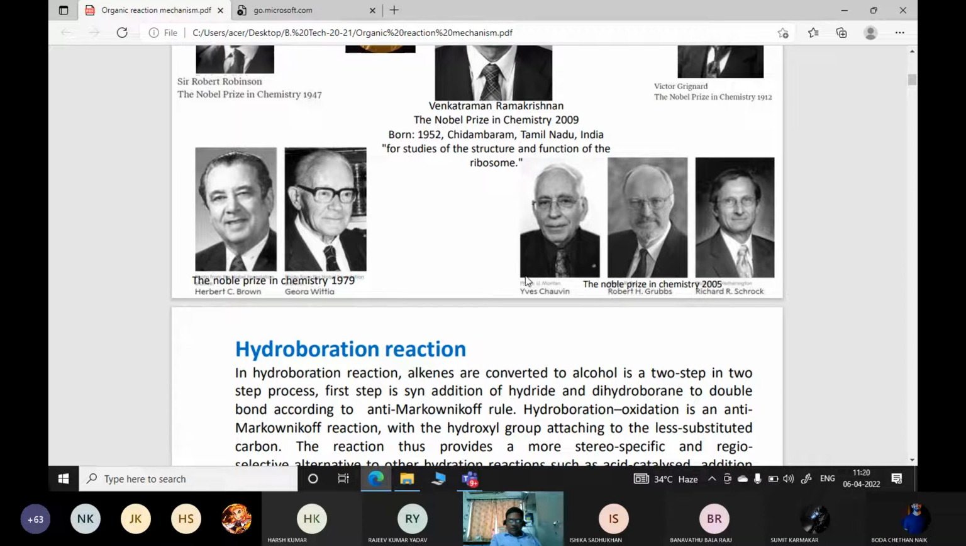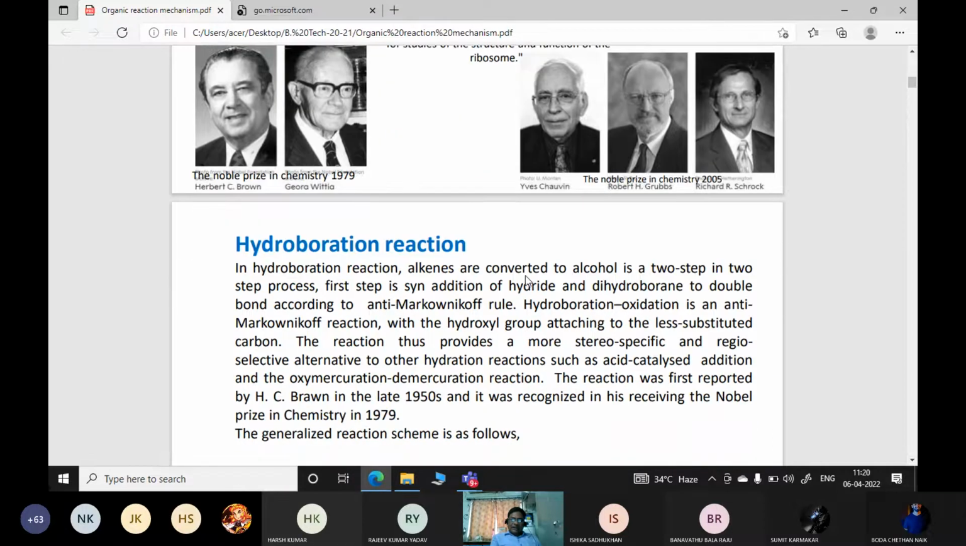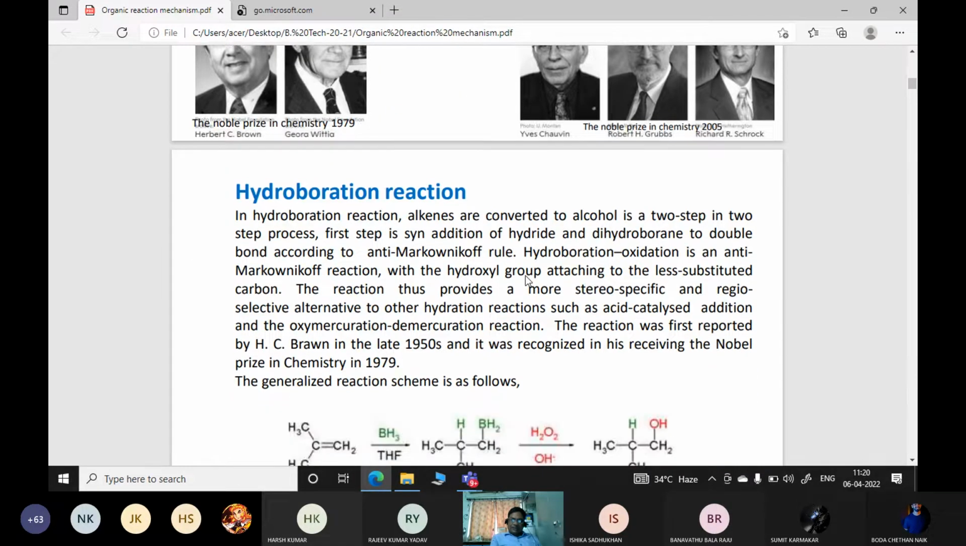So why are these photos presented here? Because these personalities have contributed to the development of chemistry, and we will try to explain their reactions and why these are important. First of all, we will discuss the hydroboration reaction. The hydroboration reaction was discovered by H.C. Brown, but this reaction, though not named after him, has an interesting history. If you like, I will tell you at the end of this class.